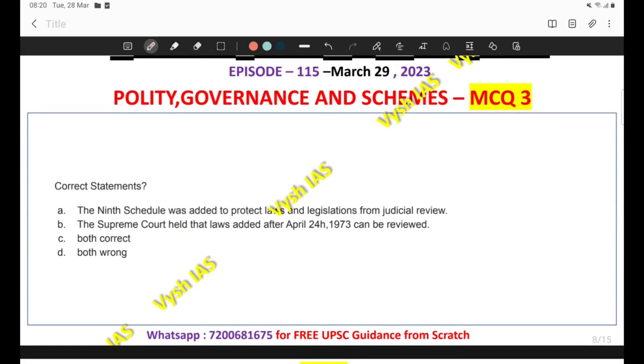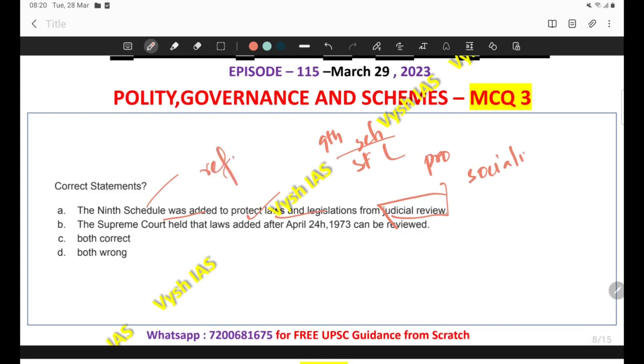Which are the correct statements? Four options are given. The first: the 9th schedule was added to protect laws and regulations and legislations from judicial review. Yes, this is a correct statement because it's a fairly standard fact. The 9th schedule was actually enacted as a pro-poor, socialistic reform method. It is inclined more to a reformist method, so it's for the reforms.